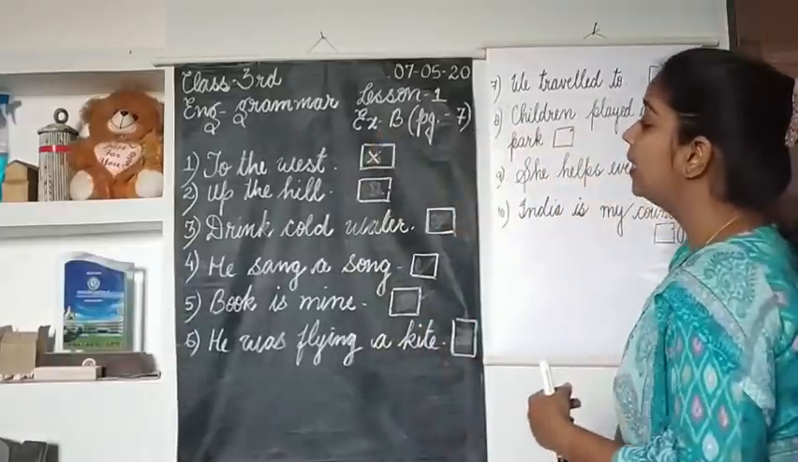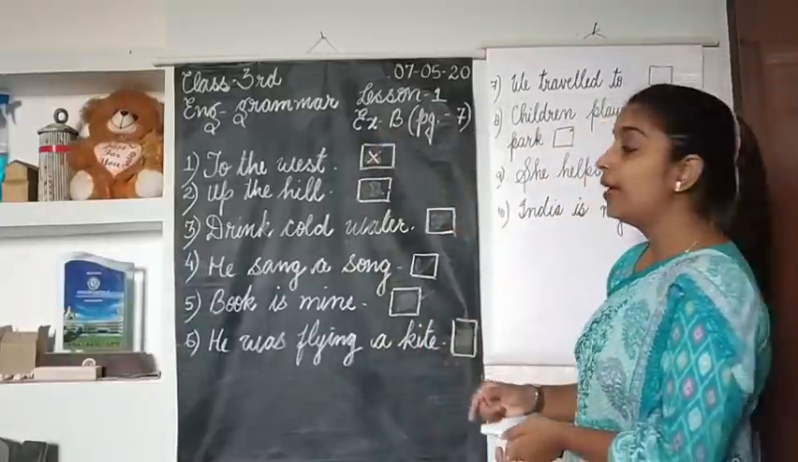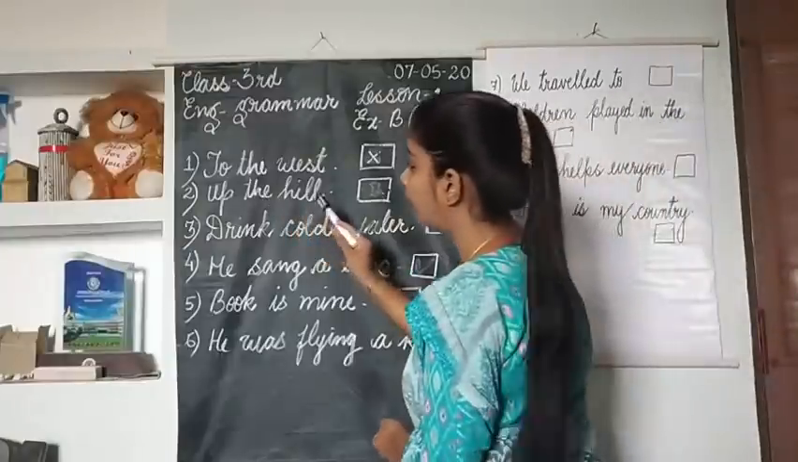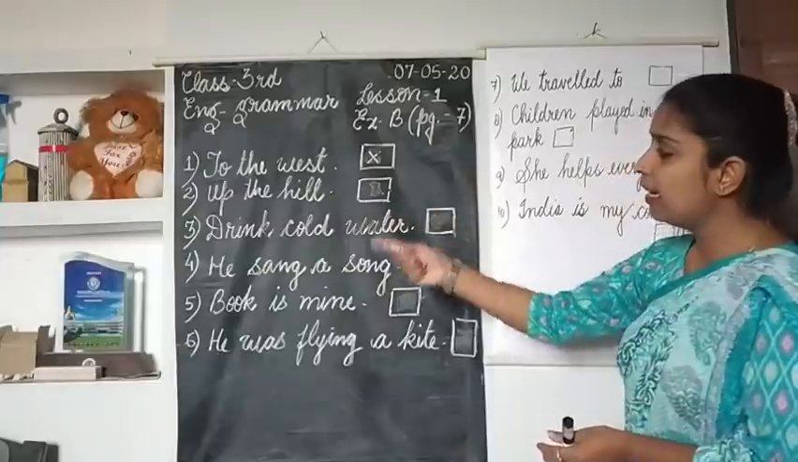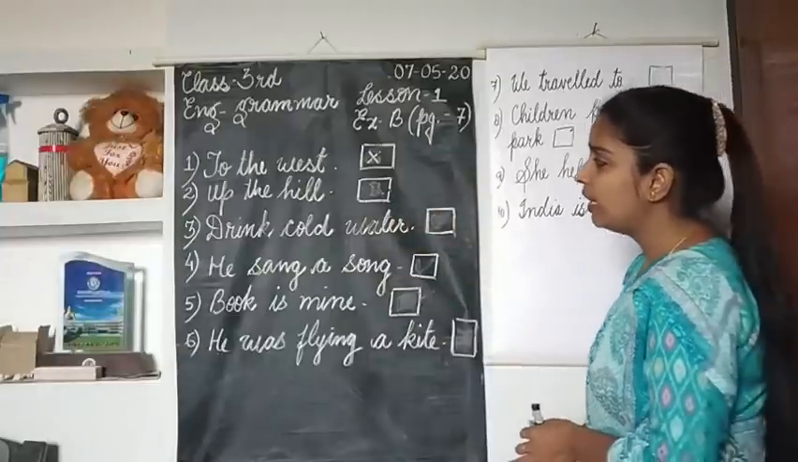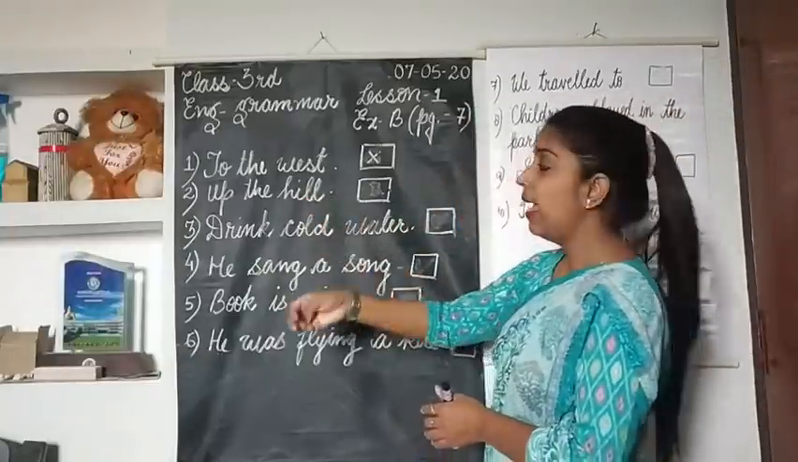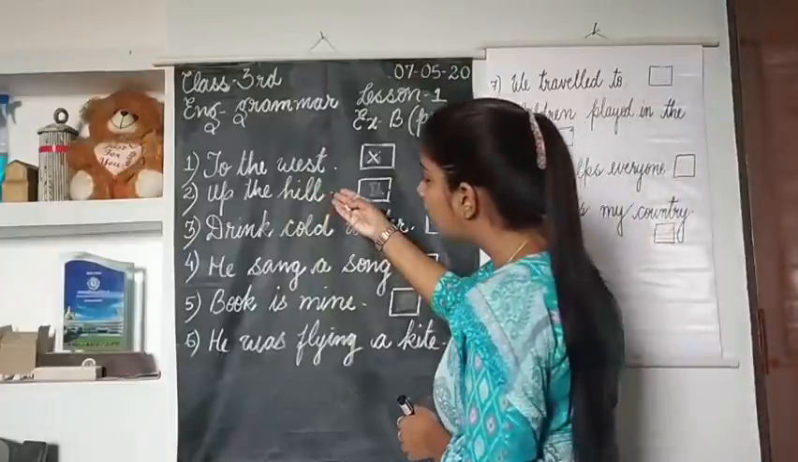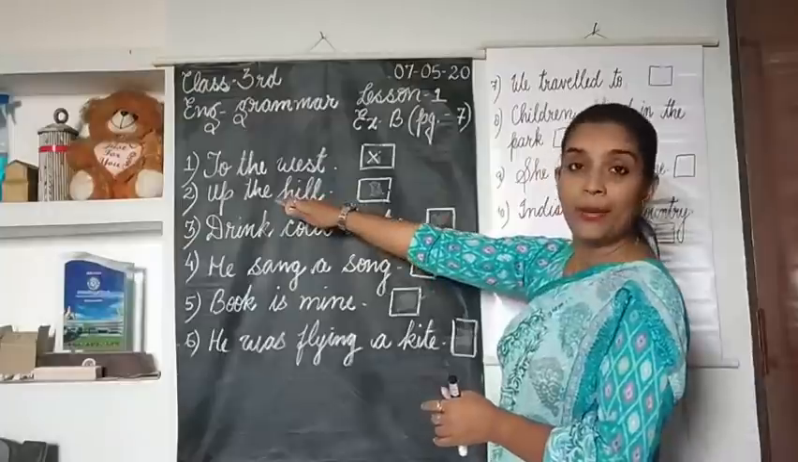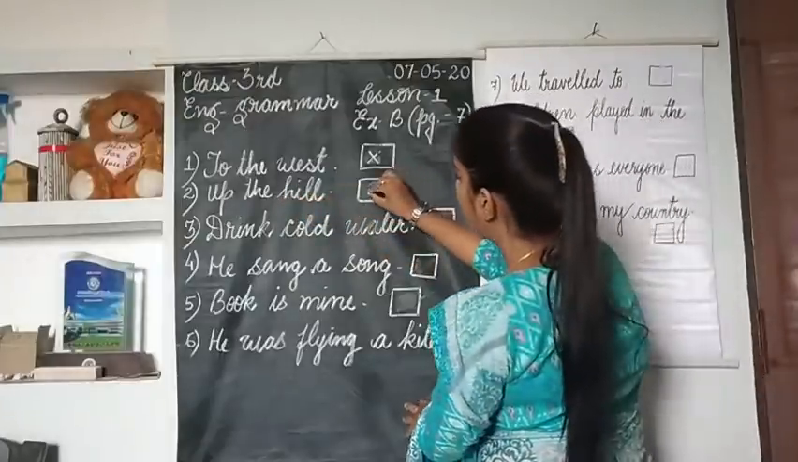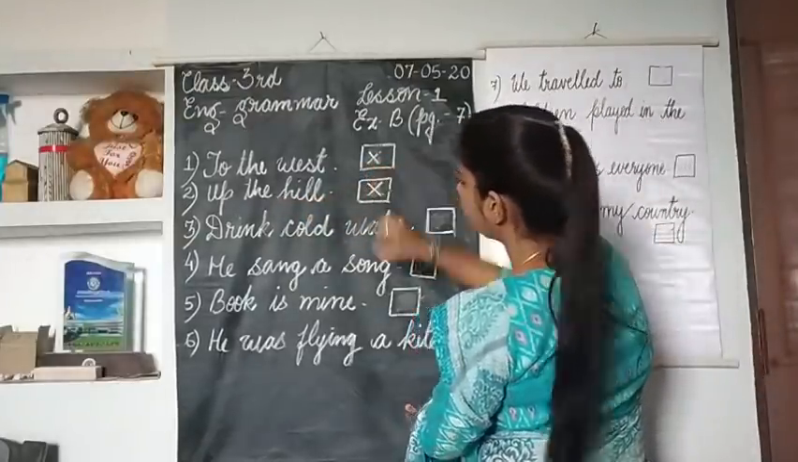Now the second one is "up the hill." Now see children, in this group of words, again we are not able to find any subject or predicate, and it's not making any sense. It's not giving any meaning. So it is also an incomplete sentence, you can say. So you can put a cross here.